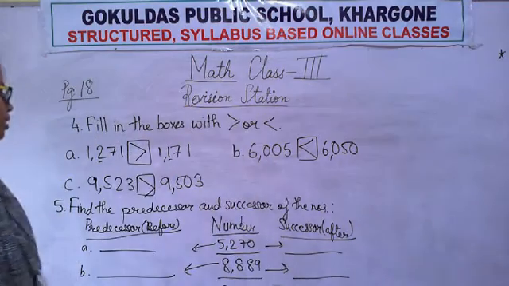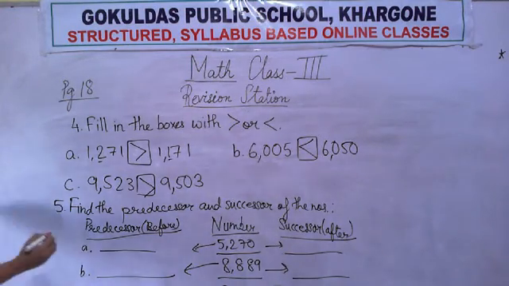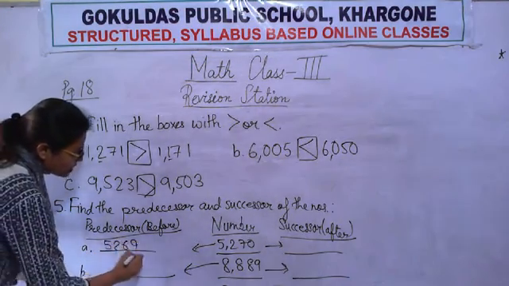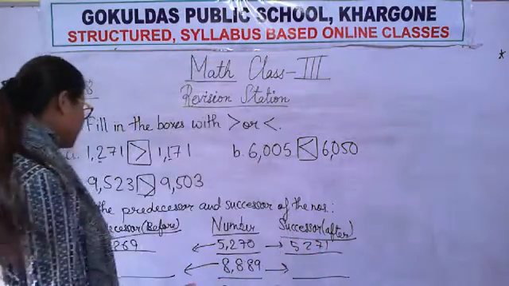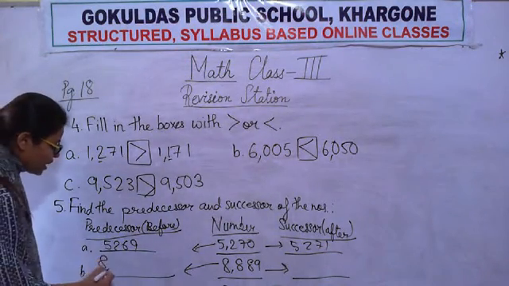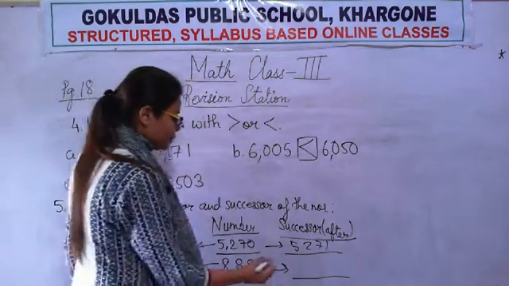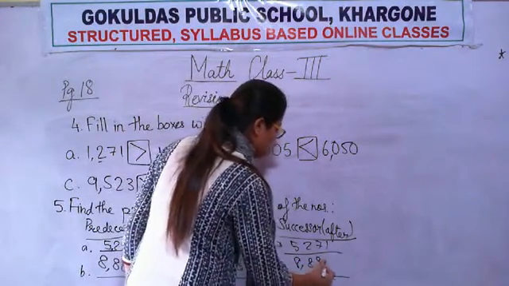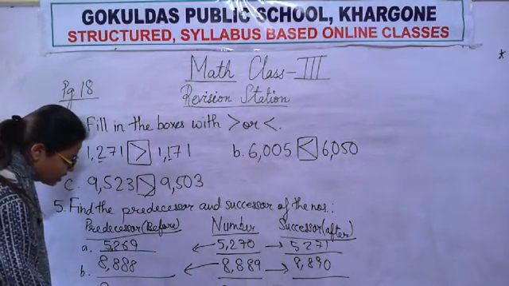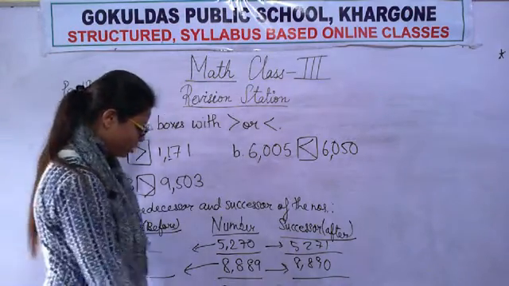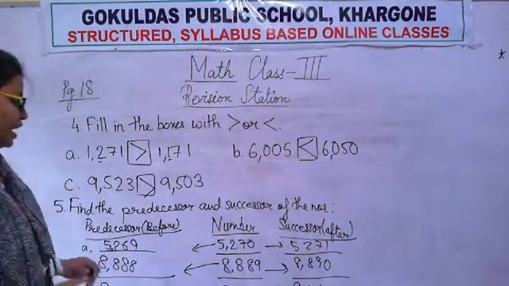Okay. Now, before means minus 1. So, what will be the number? 5269, and plus 1, 5271. What is the number before? 8888. This will be 8890 with plus 1. 9109. 9111. So we have done this.